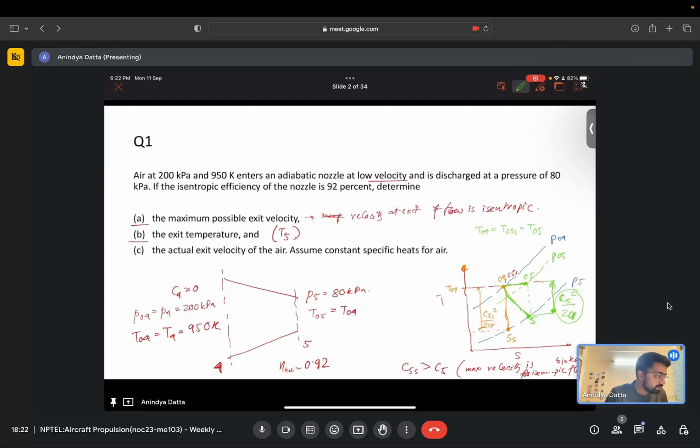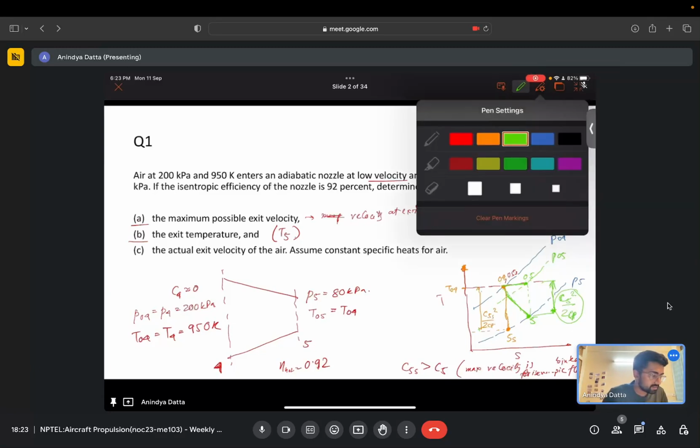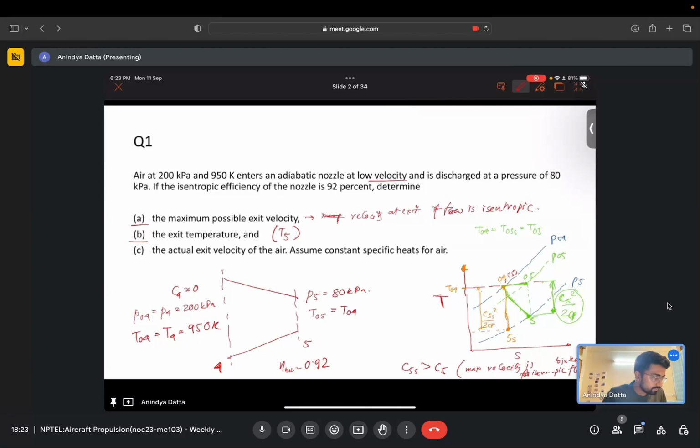Now if you compare C5 square by 2cp and C5s square by 2cp, you can see that for the orange vertical line that difference is higher. So from that we can say that the exit velocity will be higher when the flow is isentropic, and that is our C5s. Okay, so this is what the TS diagram explains. All right, is that clear?